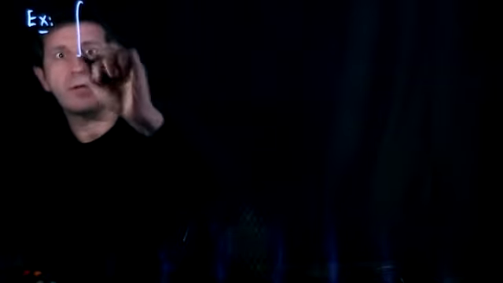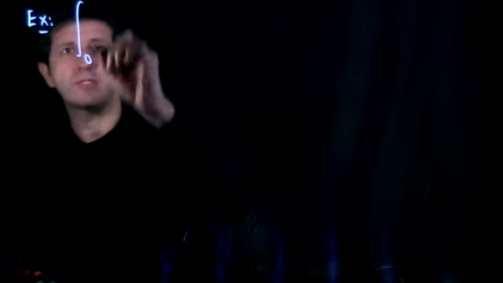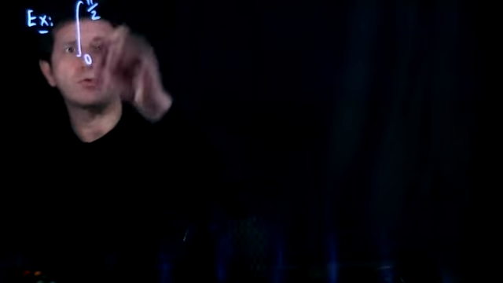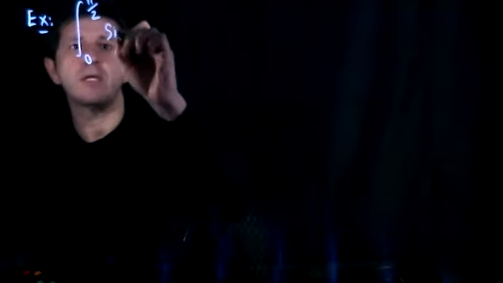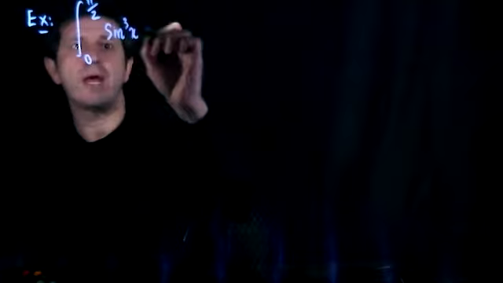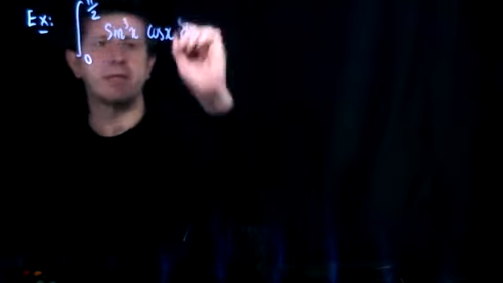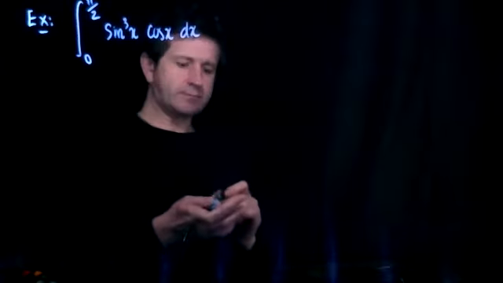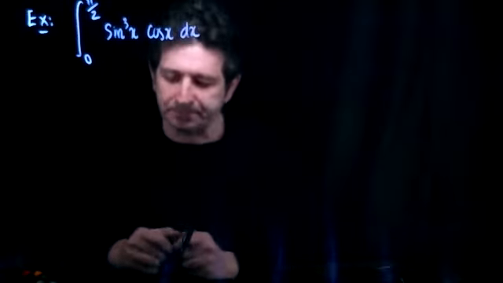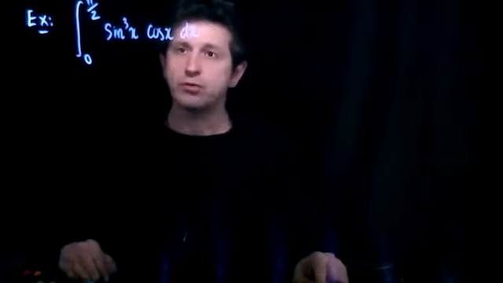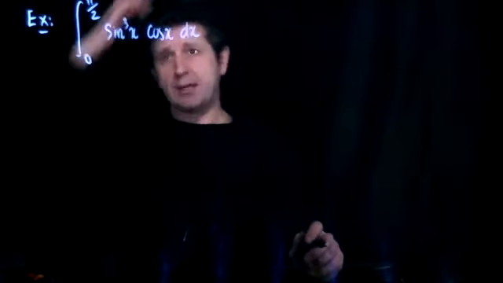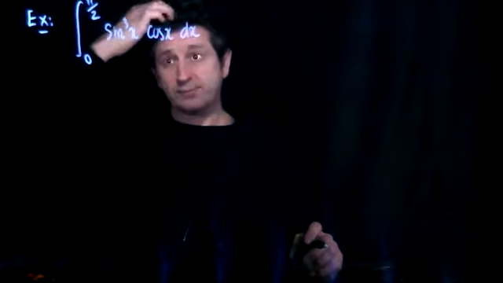Let's now use the second part of the fundamental theorem of calculus to evaluate this. The area, the integral, right, from 0 until pi over 2 of, let's say, sine cubed x cos x dx. Okay, so let me do the first one, and you'll do one right after.